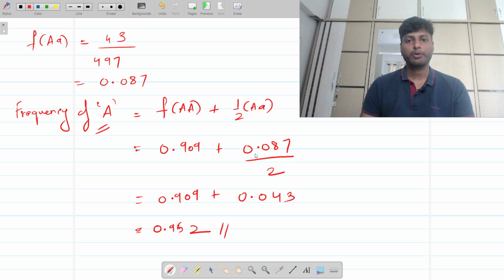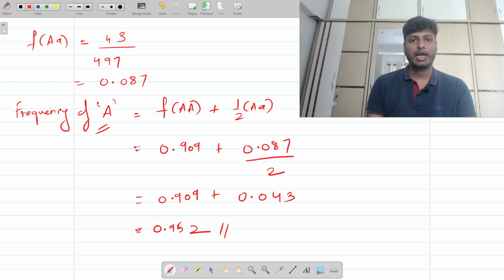So we have to divide it by half, because the total frequency of heterozygous individuals was around 0.087. So we cannot directly take 0.087, because 0.087 is the total frequency of one dominant allele capital A and one recessive allele small a. So it is a total frequency of heterozygous individuals. So hence we have to take the half frequency of heterozygous individuals, because here we are only calculating the allelic frequency of capital A, which is the dominant allele. So that's why the formula is the frequency of homozygous dominant individuals plus half the frequency of heterozygous individuals. So now this has come to around 0.952.